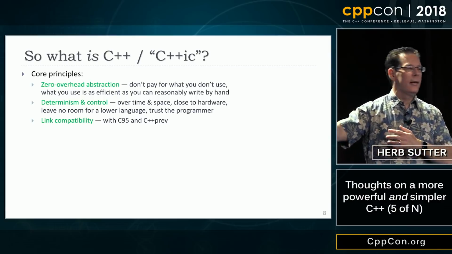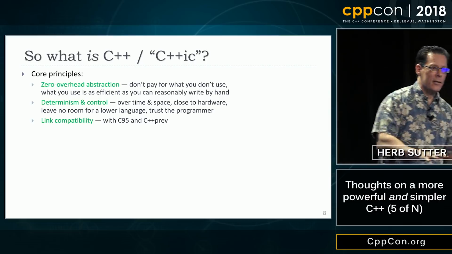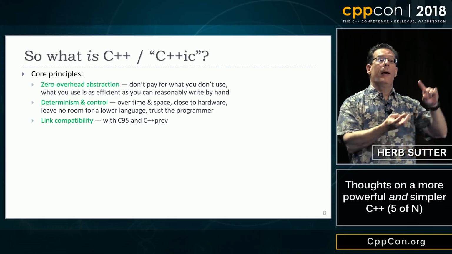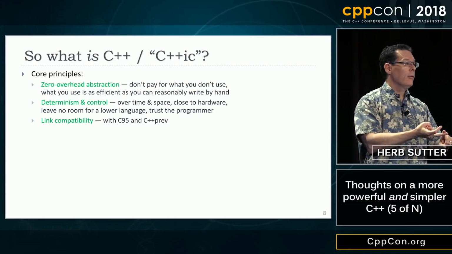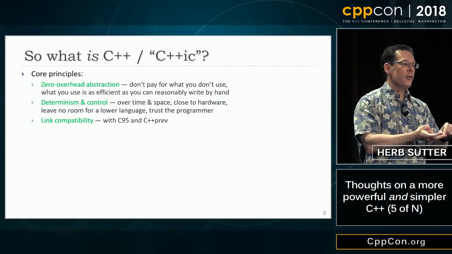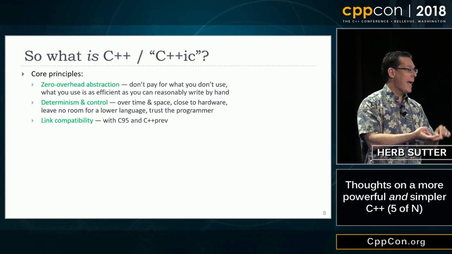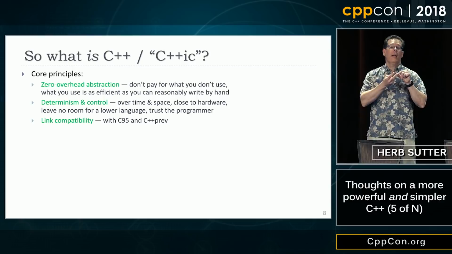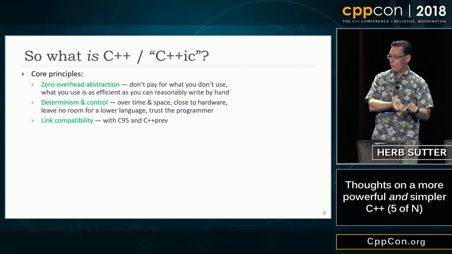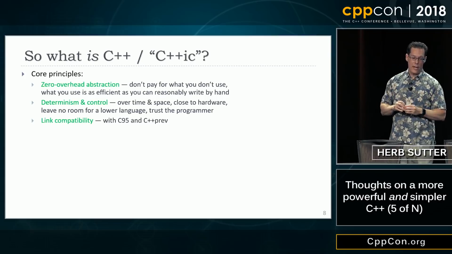That's not zero overhead. That's not what zero overhead means. Zero overhead means you don't pay for it if you don't use it. But if you do use it, it's going to cost you something. You're opting into it, but it's going to be as efficient as you could reasonably write by hand. That's a zero overhead abstraction.